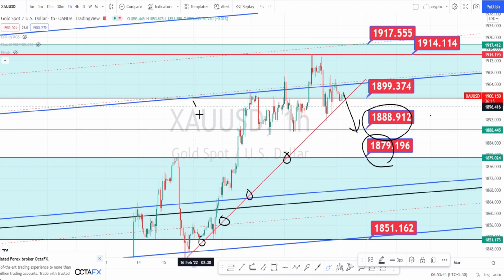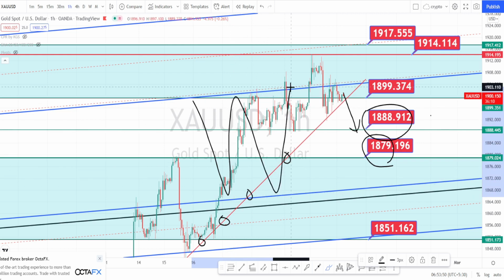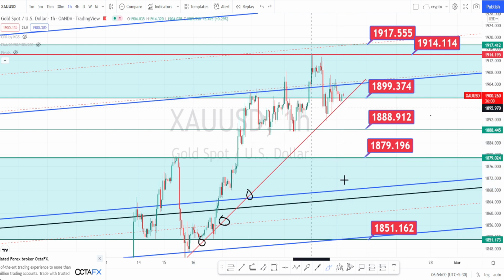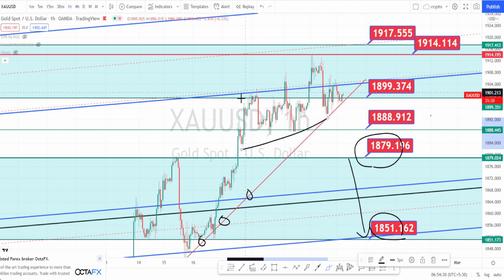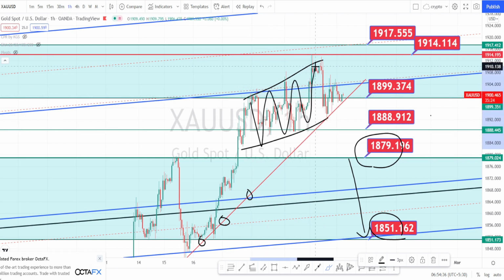But overall, as long as the price action is trading within this bullish channel pattern from the daily time frame, we can expect the bullish trend to continue. Only when the price action breaks this support level of 1879, we can expect a bearish trend reversal, and if the bearish trend comes, we can expect the next level of support to be around 1851. And currently the price action is still in a bullish trend and it is consolidating. Let us see which way the price action moves.